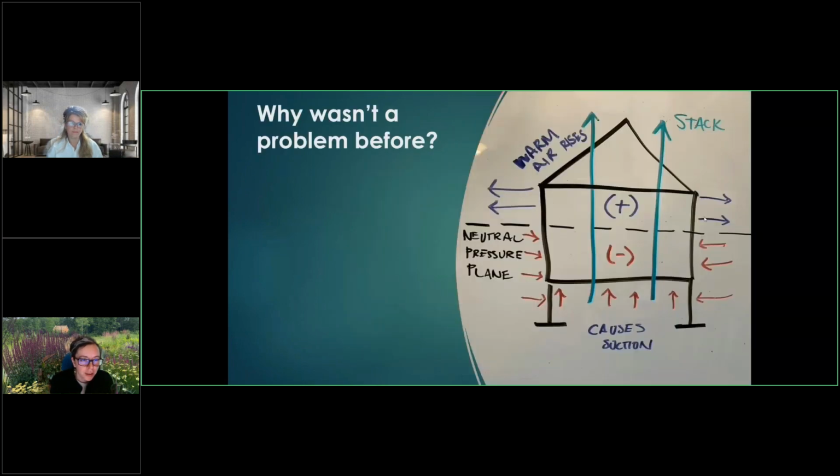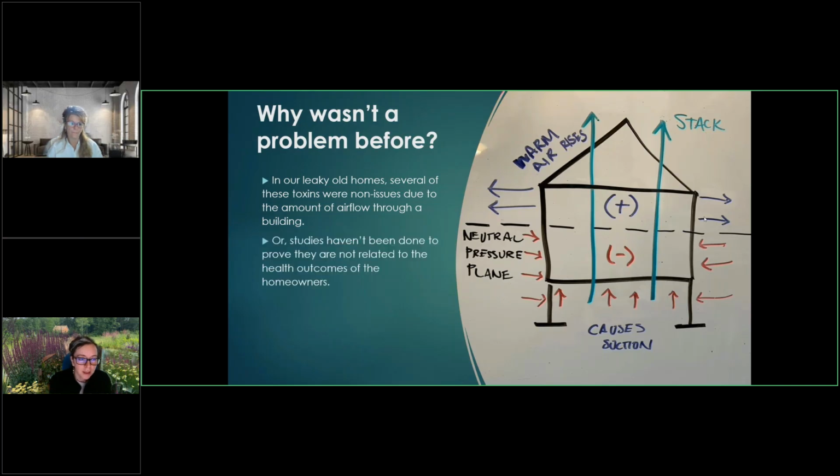And here's another quick demonstration. I show this oftentimes with my students: our leaky old homes. Several of the toxins were a non-issue. If you live anywhere in a radon state, if you had a really leaky old house, Maine has some of the oldest housing stock in the country, radon wasn't an issue because it was so leaky. It just had a lot of extra air infiltration. So it wasn't an issue because of that.